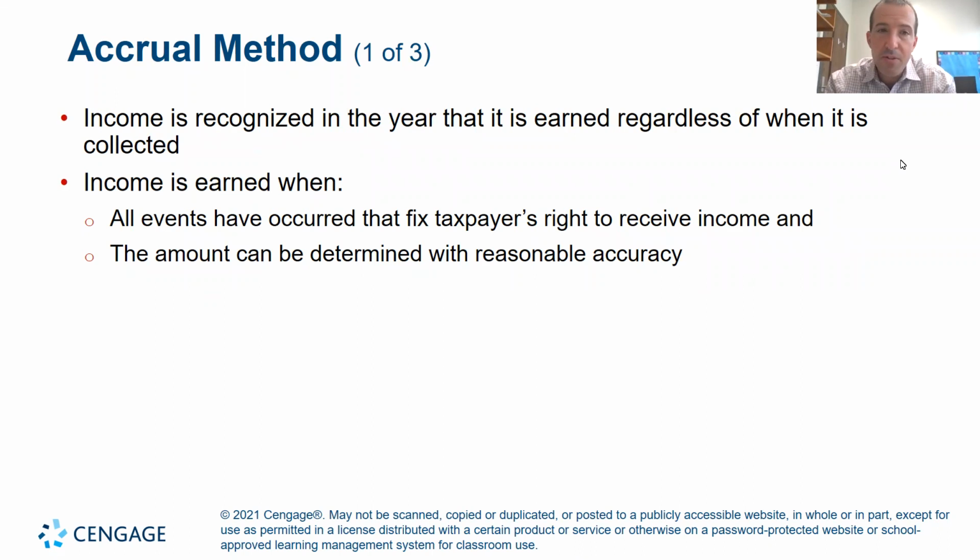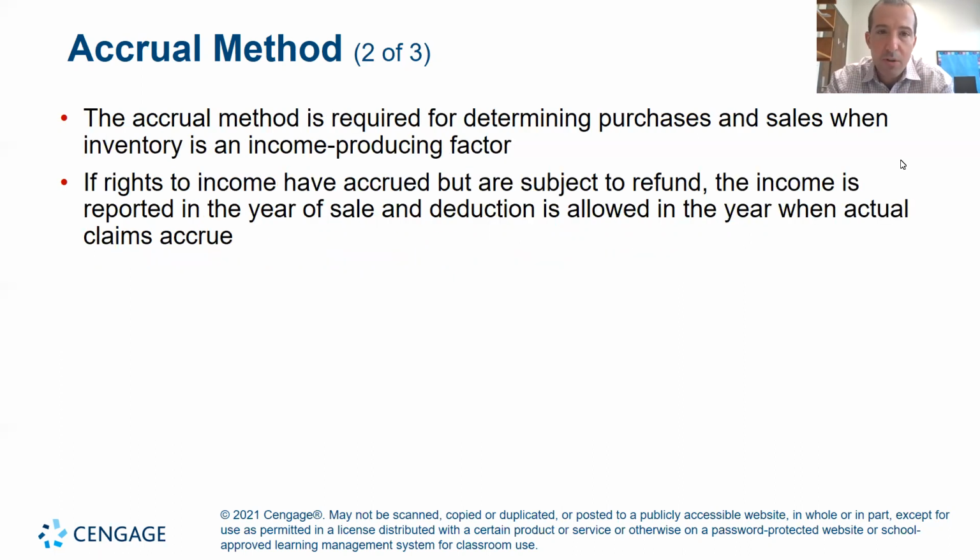The accrual method is different than the cash basis. So cash basis is any income received in the year plus any constructive receipts. Accrual method is any income that's earned, so it's regardless of when it's collected. Accrual accounting is similar to the financial accounting courses that we had taken previously, where income is recognized when it's earned.